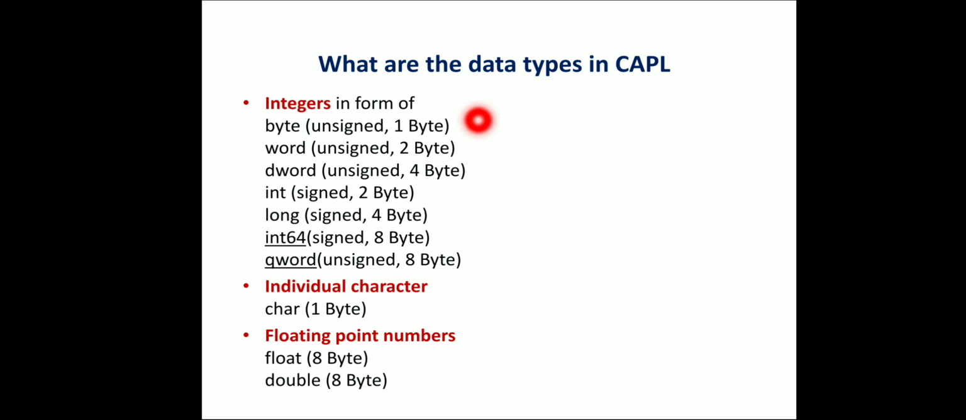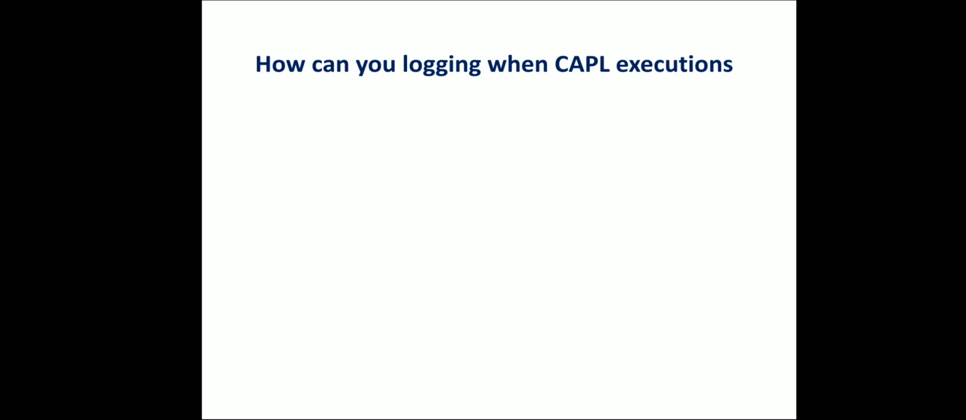So in integer you can have unsigned as well as signed. In unsigned you have 1, 2, 4, and in signed you have 2, 4, 8. Again in int64 you have 8 bytes. So these are all just a classification, but you can tell all these if someone asks you about the data types in CAPL.